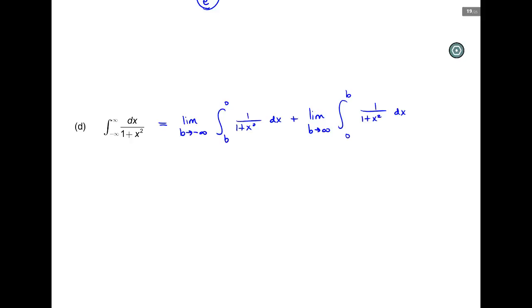Now, hopefully you recognize can't use u substitution, can't use integration by parts. This is actually the antiderivative for tangent inverse. So I have the limit as b approaches negative infinity. So when we integrate, we get tan inverse of x evaluated from b to 0, and then we get the same thing here. The limit as b approaches positive infinity, tan inverse of x evaluated from 0 to b.